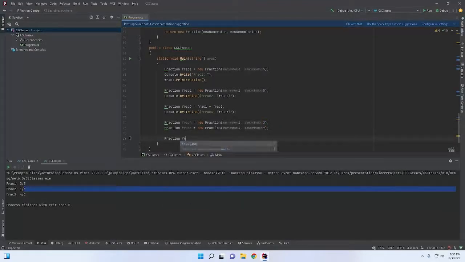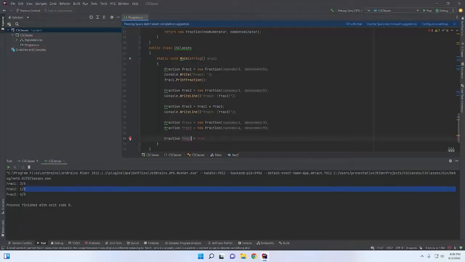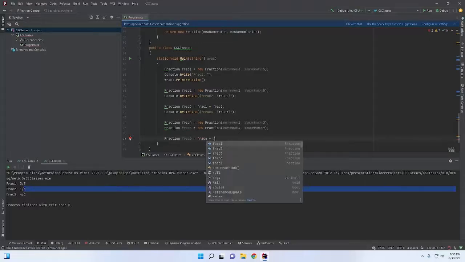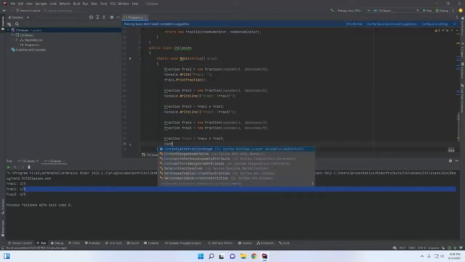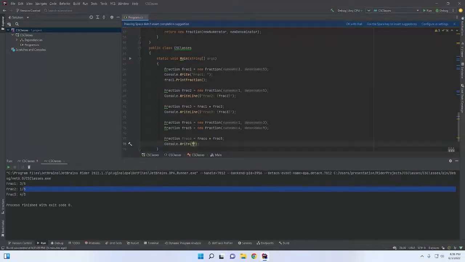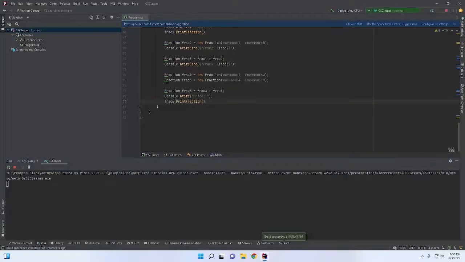Fraction frac5 is equal to frac, oops, this wouldn't be 5, this would be 6. Frac4 plus frac5. And let's just print it off. Console.Write frac6, and we'll just do frac6 dot print. So now this will do 1/3, 4/9, and I should have calculated this before I ran it. I'm actually not looking down where it calculates it.